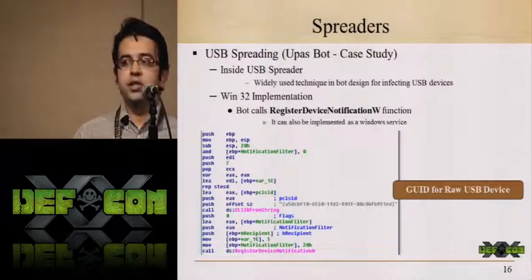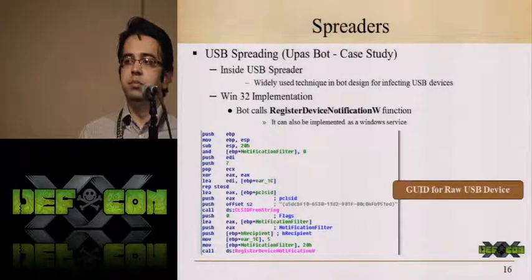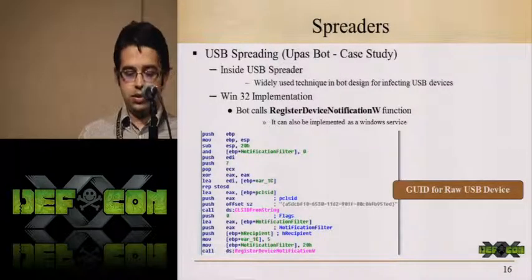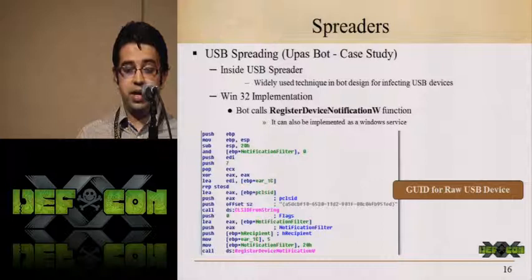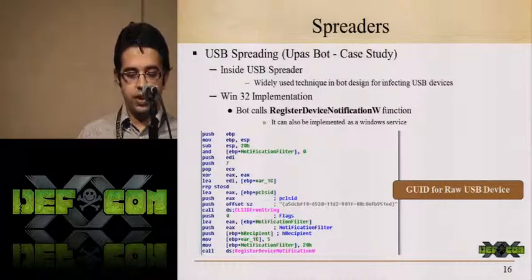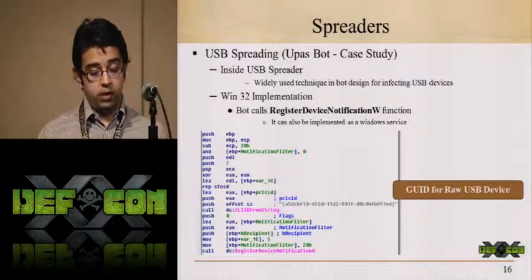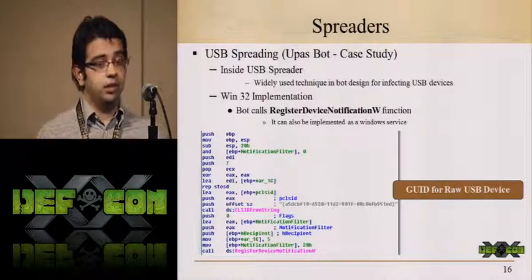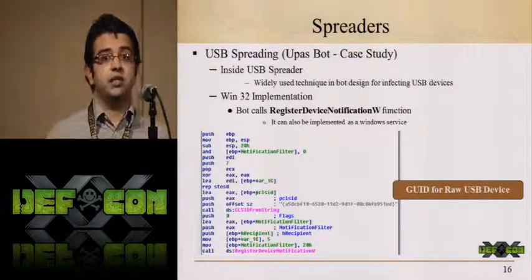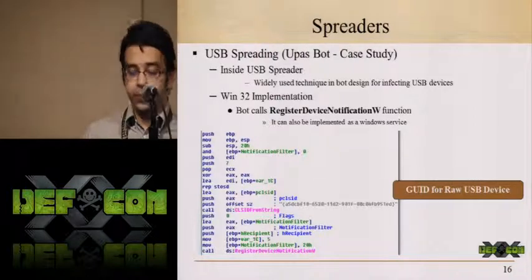We were analyzing UPass bot, a new upcoming breed of botnet, which is pretty sophisticated. They have implemented a pretty good spreader called a USB spreader. This technique worked previously and is still working fine, and they have implemented it really well. We'll show you through this case study how we can build a signature very easily.